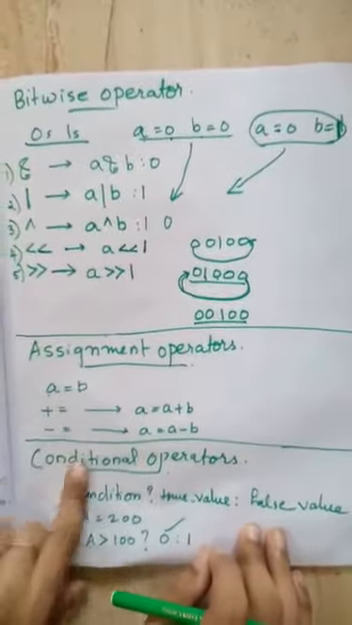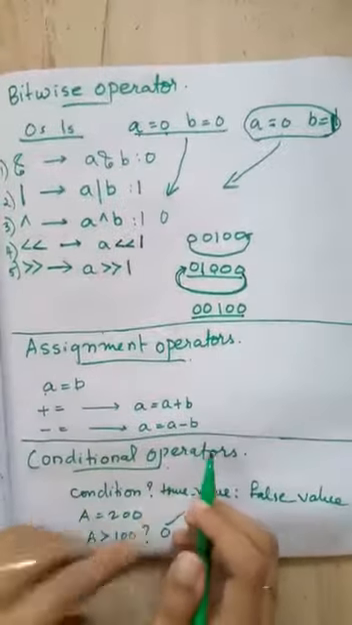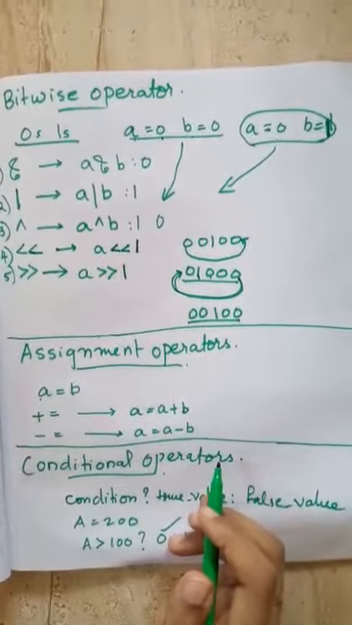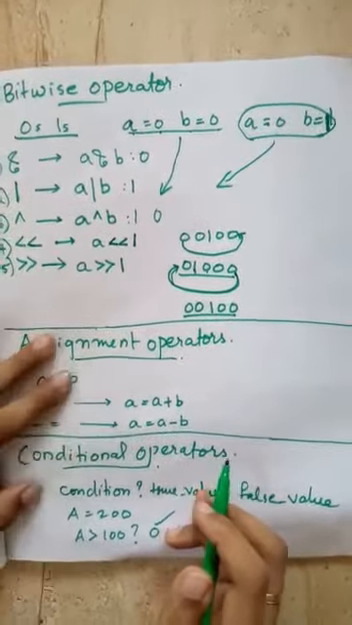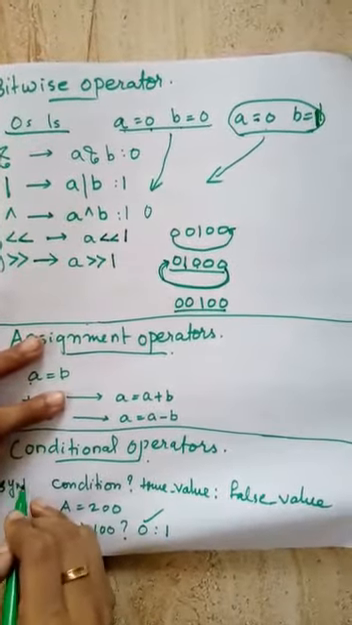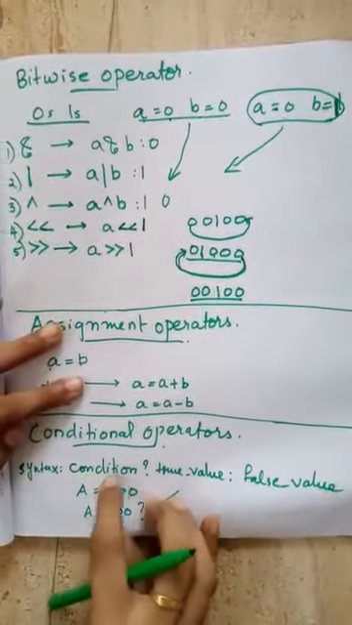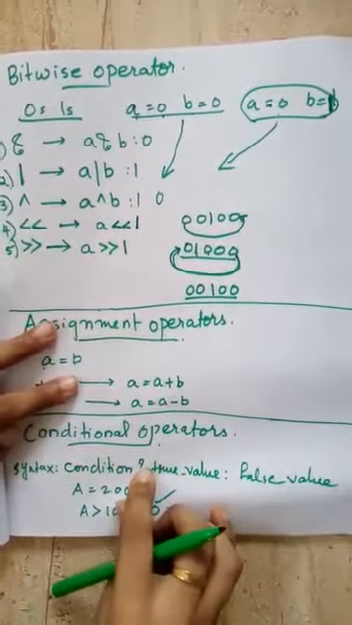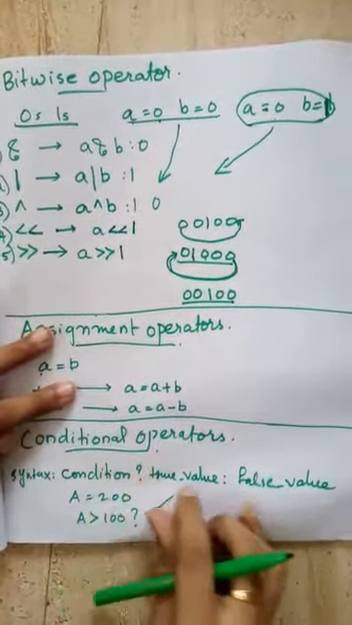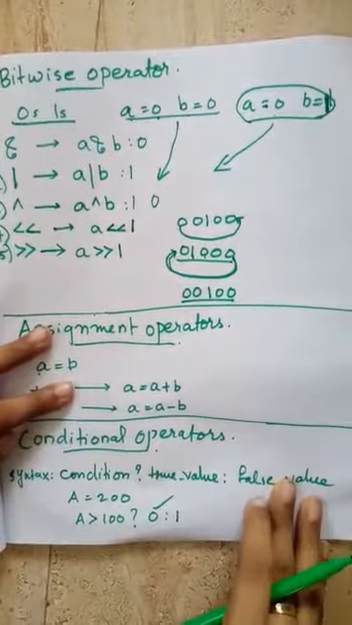Next are the conditional operators. The conditional operators return one value if the condition is true and another value if the condition is false. So the basic syntax is like this. It is mainly used with if statements. If we check this condition, if it is true, it will return the true value, and if the condition is false, it will return the false value.